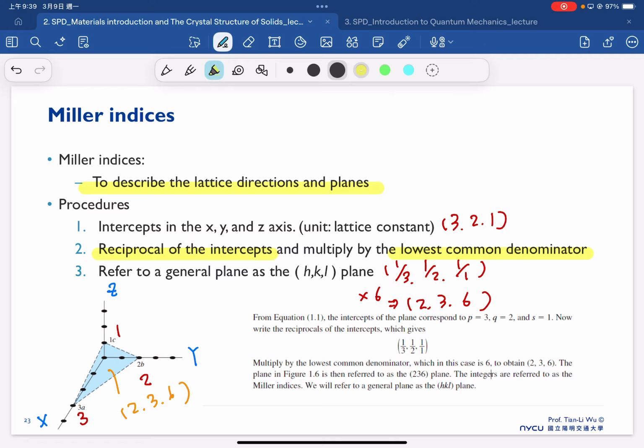By using this way, we refer to a general plane as (hkl), which are three different numbers along the x, y, and z axes. Especially, it is the reciprocal of the intercepts, and then we get the Miller index. So the calculation here is very simple.